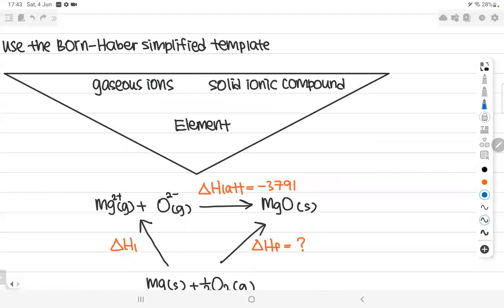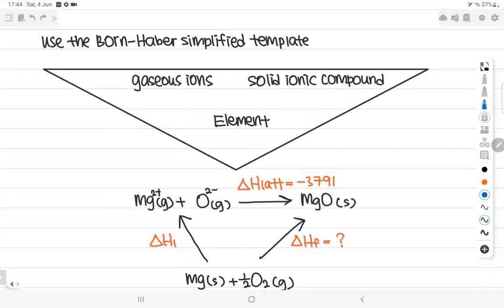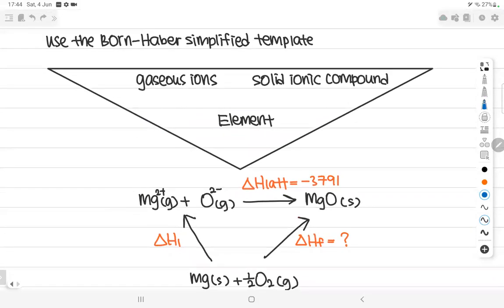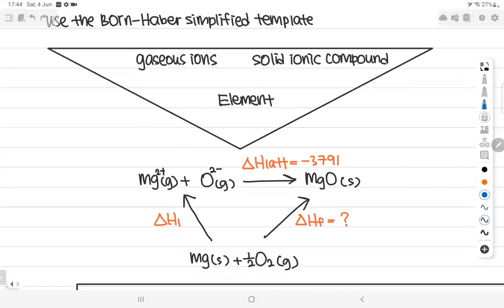Now I fill in the blanks for the last part of the triangle, which is the elements. Elements again are the raw material in the most natural state, in the most natural form. What is the most natural form of magnesium? Magnesium is a metal. Metal exists as solid. So the most natural form of magnesium is Mg, solid.